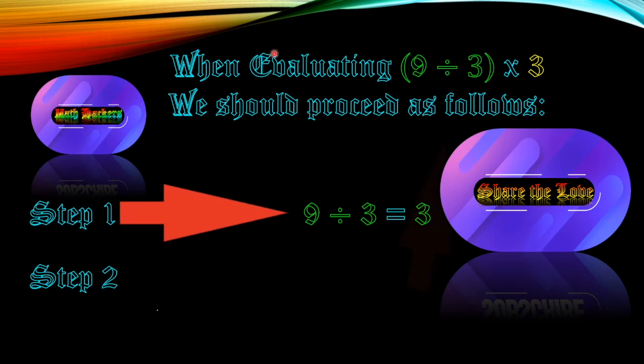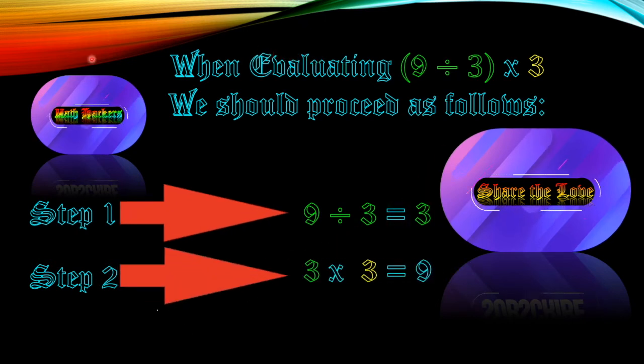When evaluating 9 divided by 3 times 3, we should proceed as follows. Step 1. Brackets first priority. 9 divided by 3 is 3. Followed by step 2, applying the final touches and tying up the loose ends. Since we know this from step 1, all we've got to do is tie up the loose ends, which is 3 times 3, giving us a final result of 9.